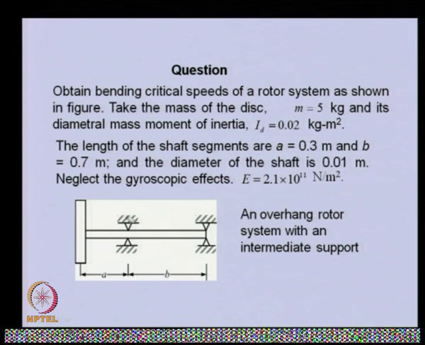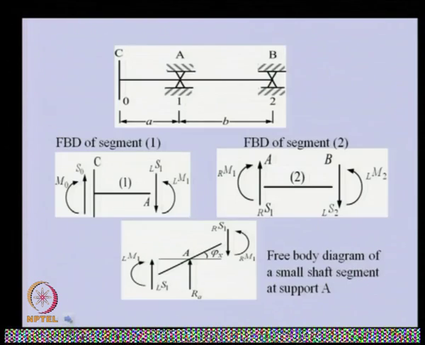Because this intermediate support gives some kind of unknown reaction, and that unknown reaction creates a difficulty in transferring the state vector from left of the support to the right of the support. So, we will see how this can be handled in the present example. So, this is the diagram of the overhang rotor.